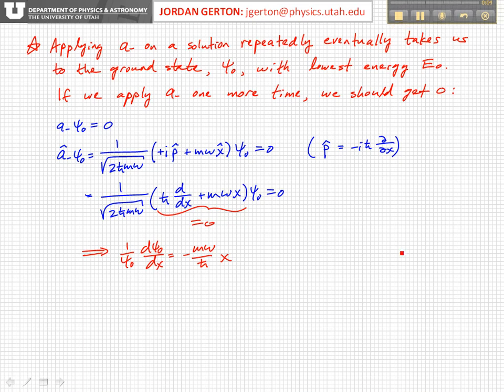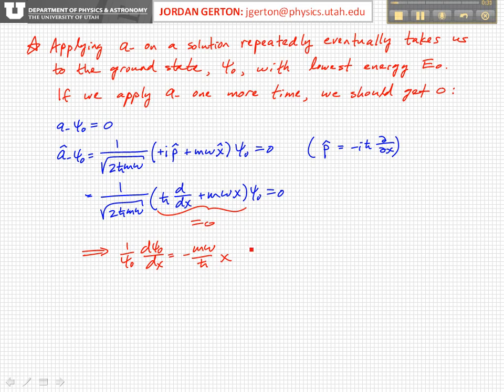So basically we use the fact that this is equal to 0, and we take the derivative of psi naught. Okay, so we've basically just rewritten this: h bar d/dx plus m omega x, operating on psi naught, is equal to 0.